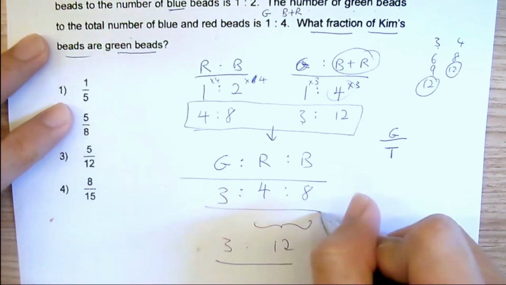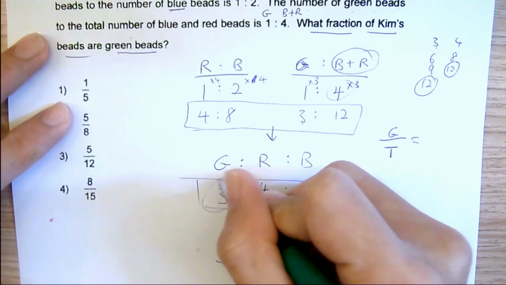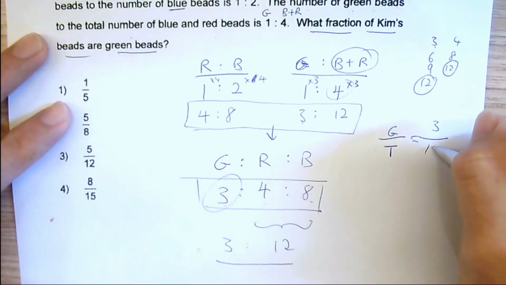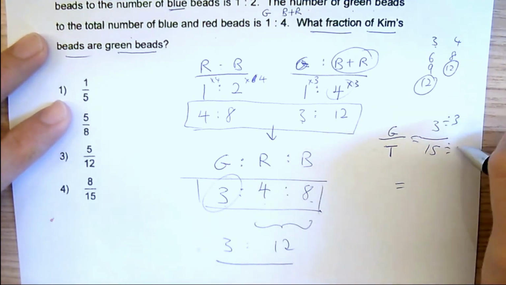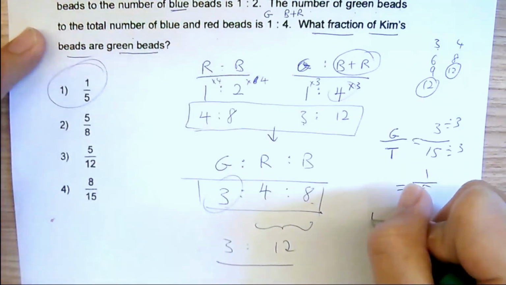Okay, so now that you got this, they're asking for what is green over total. What is green? Green is 3, right? Okay, so write 3. What's the total? 3 plus 4 plus 8 will give us 15. So simplify this. This one divided by 3, this one divided by 3. And this will give us 1/5. So therefore, the answer is 1/5.